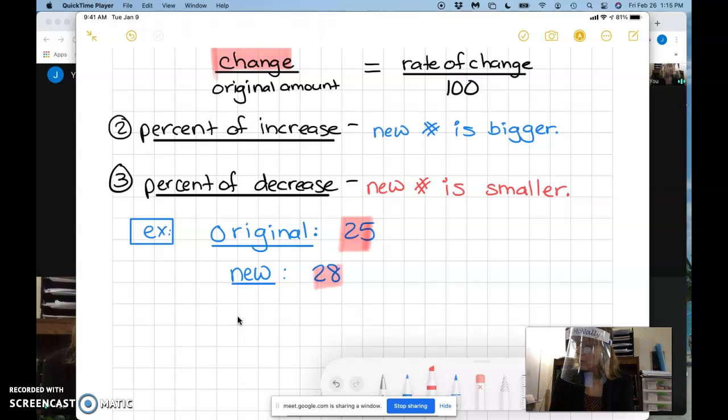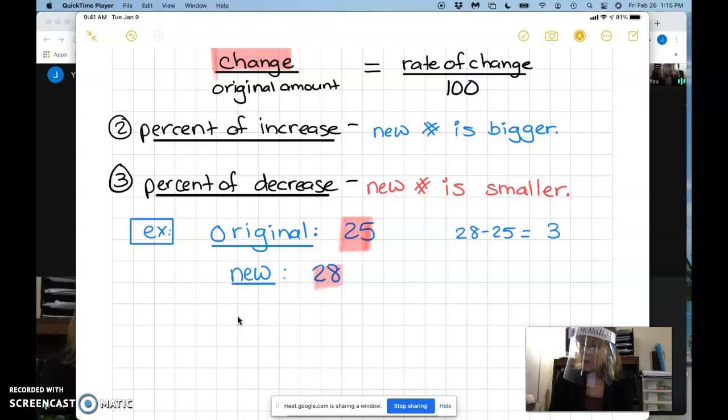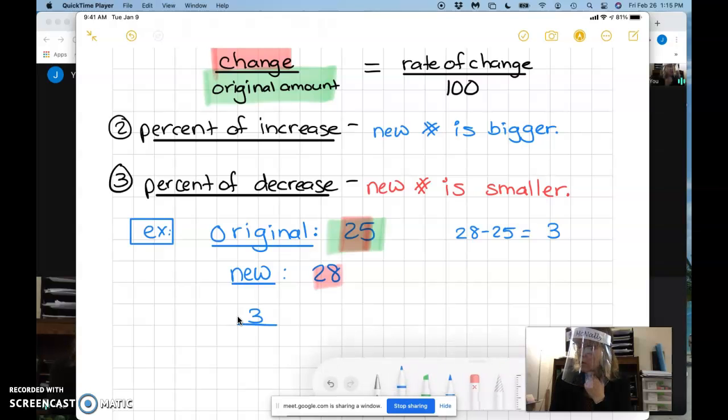To find my first thing, which is the change, I have to subtract these two numbers. 28 minus 25 equals how much? 3. So the top number in my equation on that side is going to be 3. And then I put 3 over the original amount. What is the original amount? 25. So 25 is going to go on the bottom.